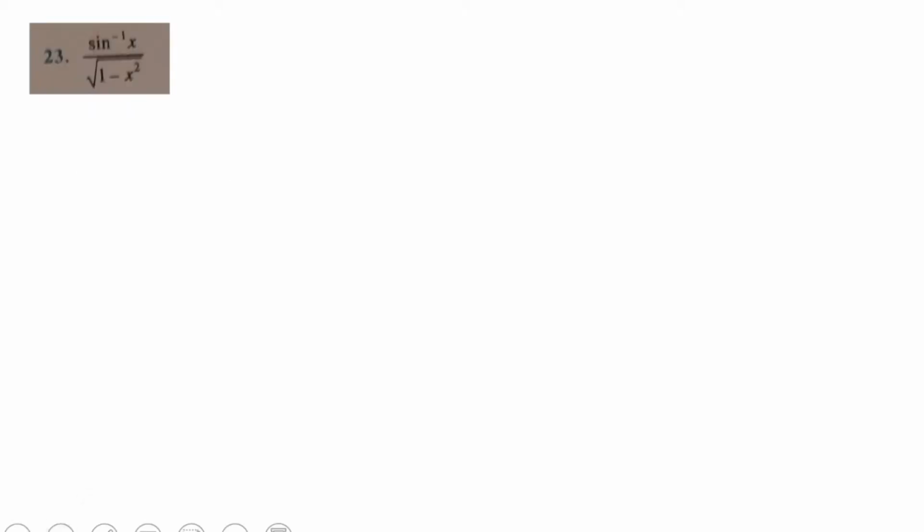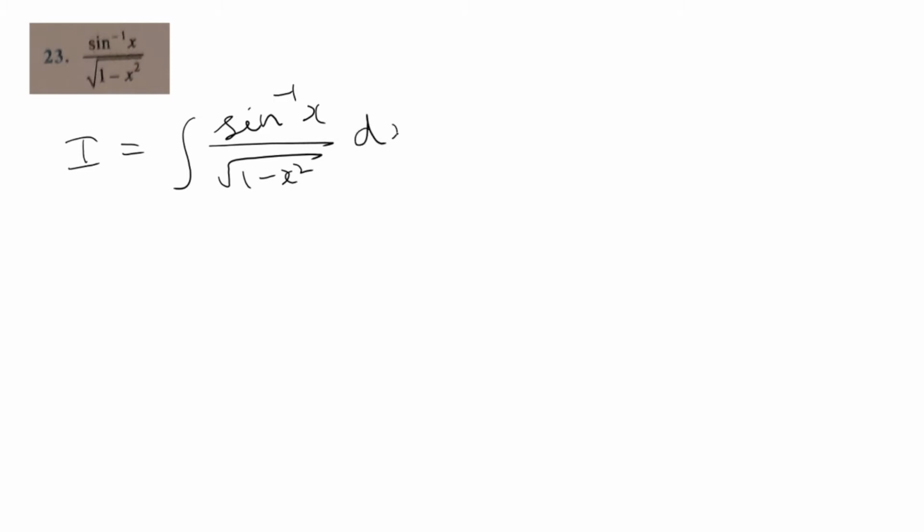The next question is integral sine inverse x by square root of 1 minus x square dx. So let us take I is equal to integral sine inverse x by square root of 1 minus x square dx. Here we have to use integration by substitution. By looking at the question, we can see if we substitute t as sine inverse x, then dx by square root of 1 minus x square will be dt.